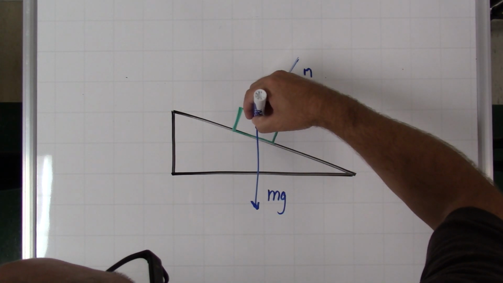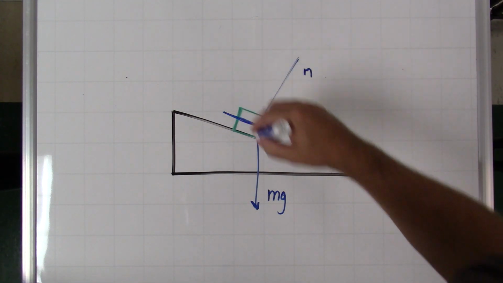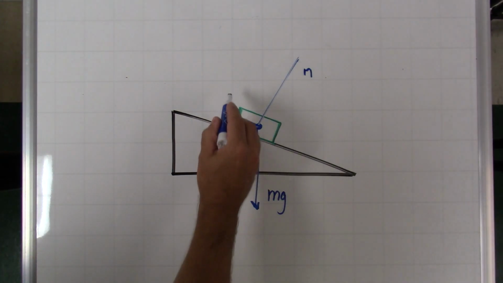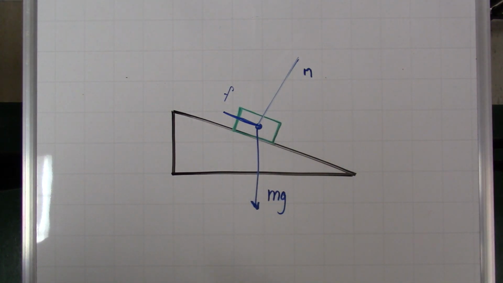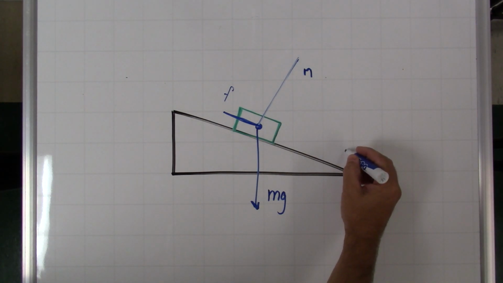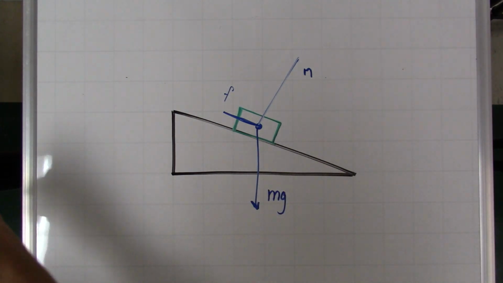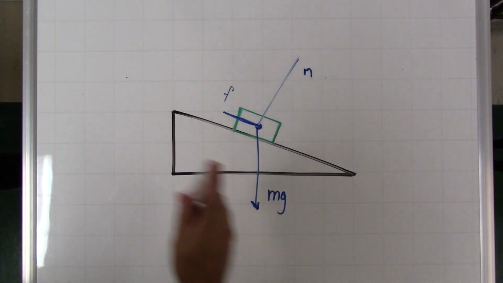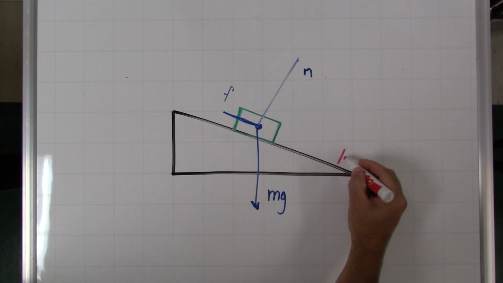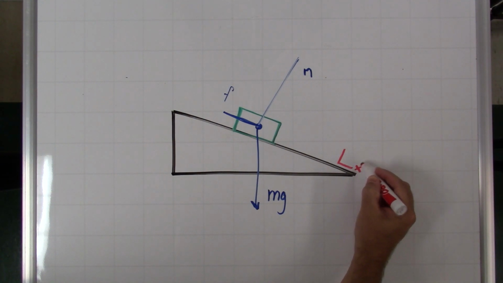And we know there's some frictional force that is up the ramp, causing it not to slide down. We don't quite know how long it is. We'll call that F. When doing an inclined plane problem, instead of using your axis parallel and perpendicular to the board, we use an axis that's parallel and perpendicular to the ramp. So we're going to label our xy axis parallel and perpendicular to the ramp.